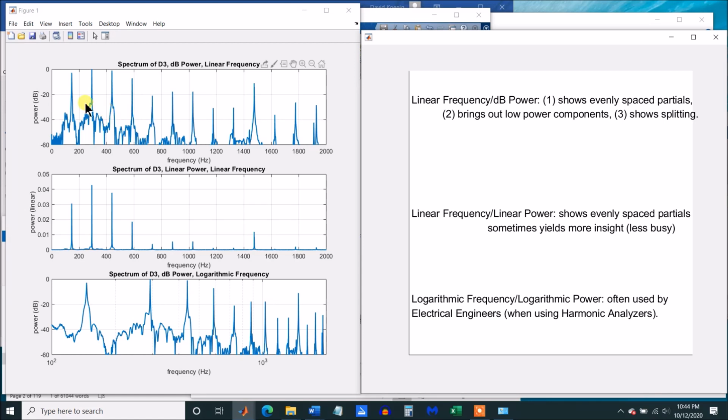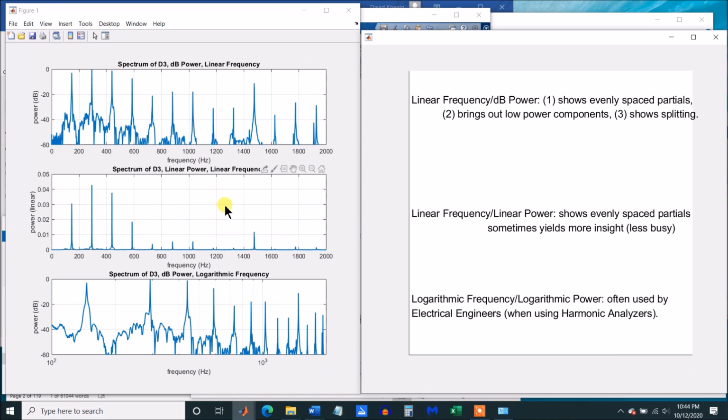And I like this approach because it shows when the partials are equally spaced. Here, for example, is the first partial at 147, second partial at 293, and so forth. You can also get an idea about inharmonicity if you also plot the location of the harmonics. So it's handy. Here's some splitting, for example. It will be brought out when you use this kind of plotting. The lower power components, for example, here's one that's 36 dB down at 1600 or so, and it shows it's there even though it's quite weak.